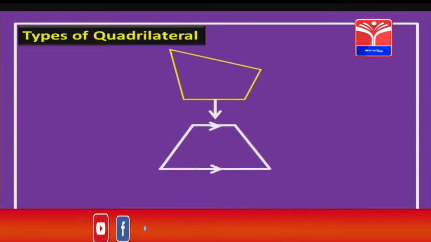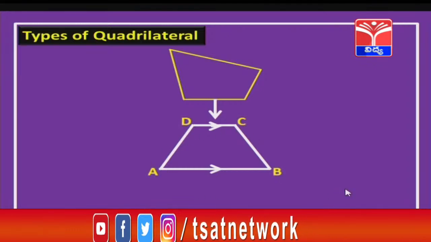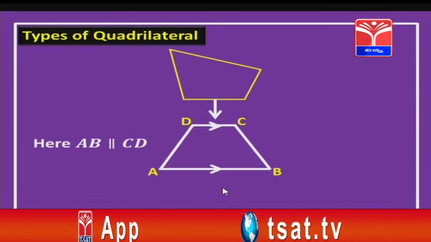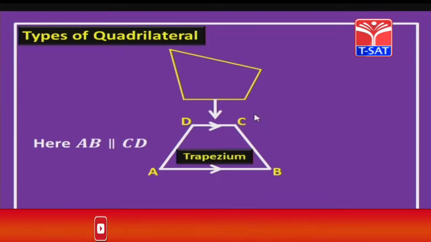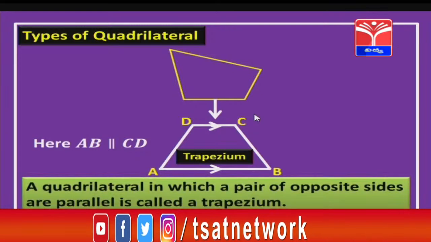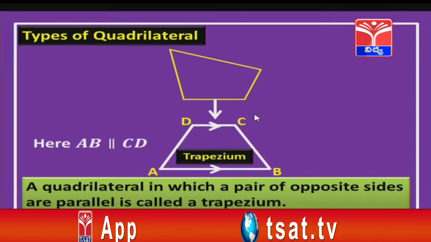Now, here also we have a four-sided figure, a quadrilateral, right? Here, it is a four-sided figure, a quadrilateral, but in this quadrilateral, you will notice that one pair of opposite sides, that is AB and DC, are parallel to each other. Such type of quadrilateral is called a trapezium. So, how do we define trapezium, children? Yes, a quadrilateral in which a pair of opposite sides are parallel is called a trapezium. So, this is one type of quadrilateral. Let us move on to our next type.